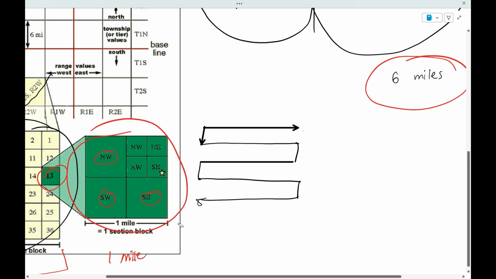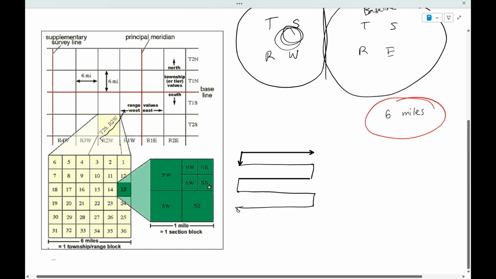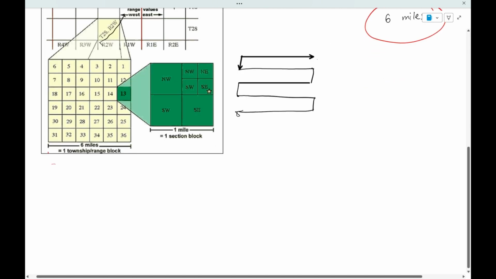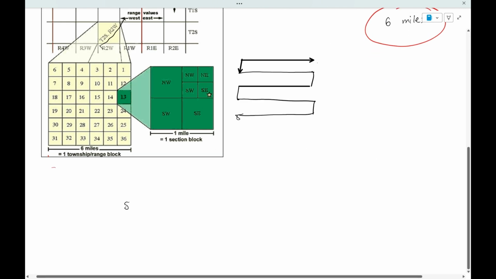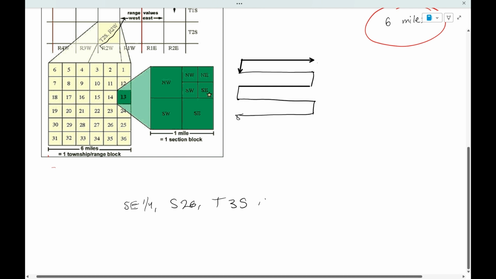Okay, so what we have here is this star, and we're going to figure out how we're going to write all this. Essentially, if you have something written out for you, let's say someone is in the Southeast 1/4, Section 26, Township 3 South, Range 5 East, you always go from right to left when reading this.